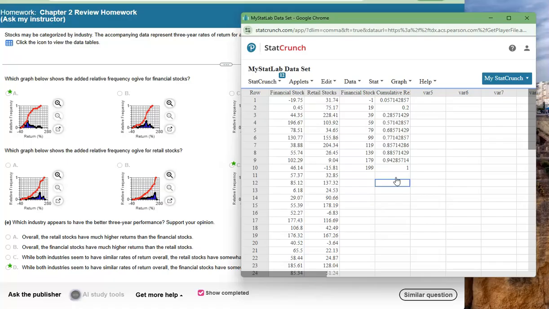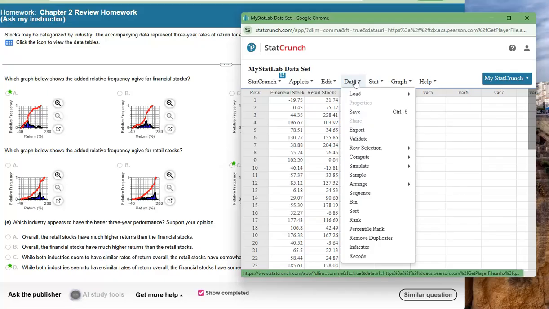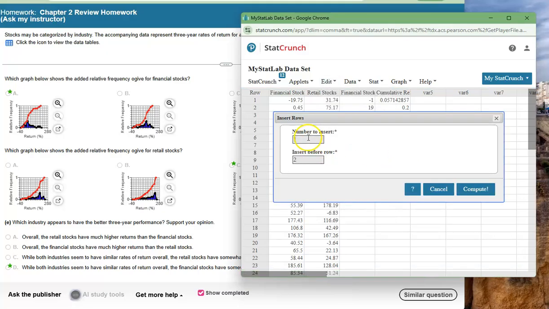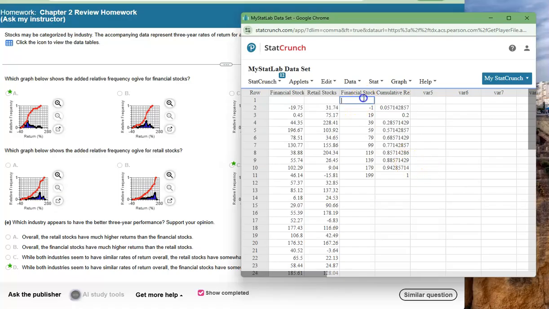Ogives also start at the x-axis, so I will need to add a row. To do this, I will go to Edit, Rows, and Insert, and I want to insert one row right before the first row. And it's going to start at the y value 0. These widths need to stay the same. So each width was 20, so let's subtract 20 from the -1, and I would have -21. So think of it as you're backing up here.